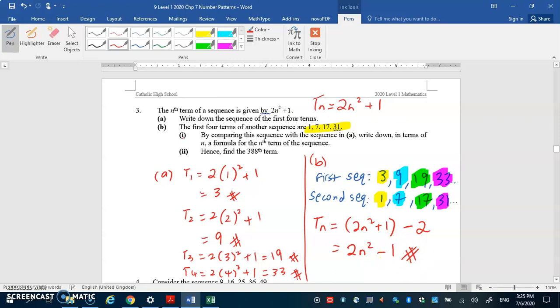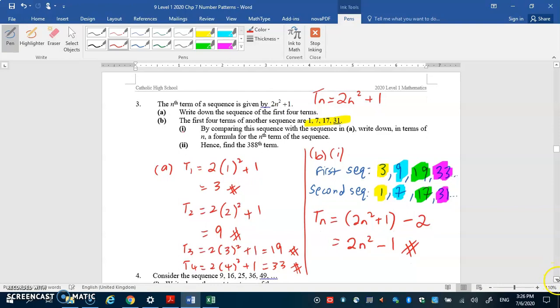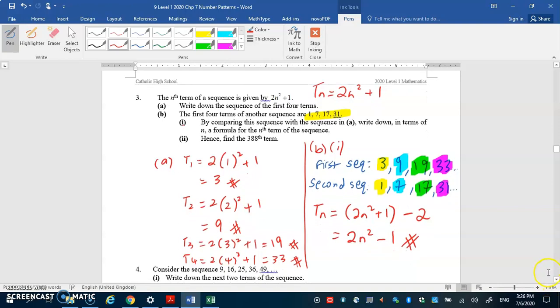Can you see? For example, when n is 2, you sub in n is 2, you get 2 times 2 squared, which is 8. 8 minus 1 is 7. Correct, right? The second term is 7. What about when n is 4? 2 times 4 squared is 32. You minus 1, you get 31, which is the fourth term. Okay? So, this kind of questions, where they already give you the nth term and they ask you to derive the nth term for the second sequence, you can do it very simply.